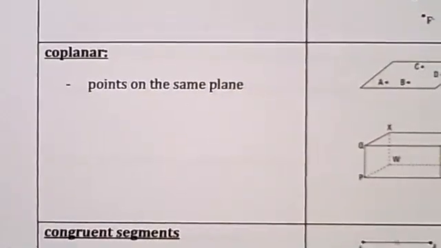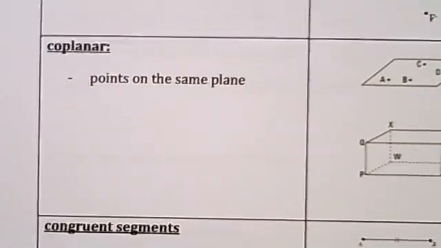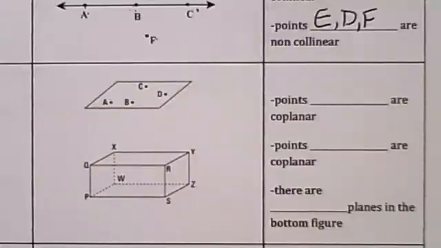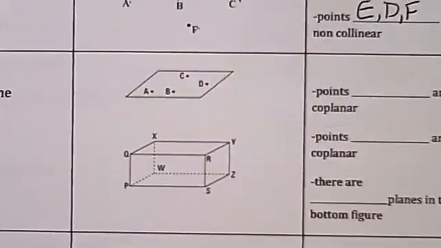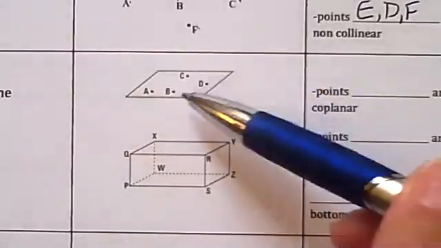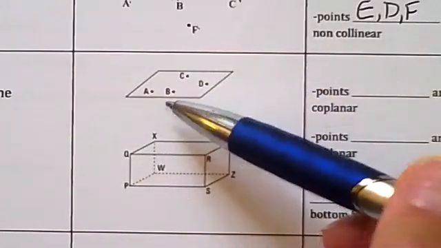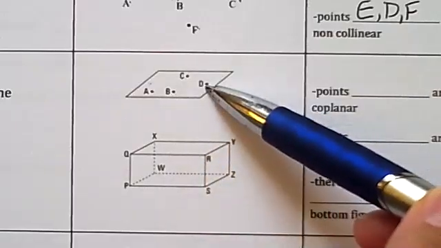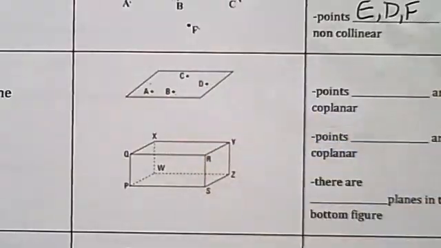Okay, next is coplanar. Coplanar is points that are on the same plane. Just like collinear is points on the same line, coplanar is points on the same plane. So if we take a look, I have two examples here. The top one is just a regular plane like I showed you on the front page. So A, B, C, and D, those are coplanar points. They're all on that same flat surface.